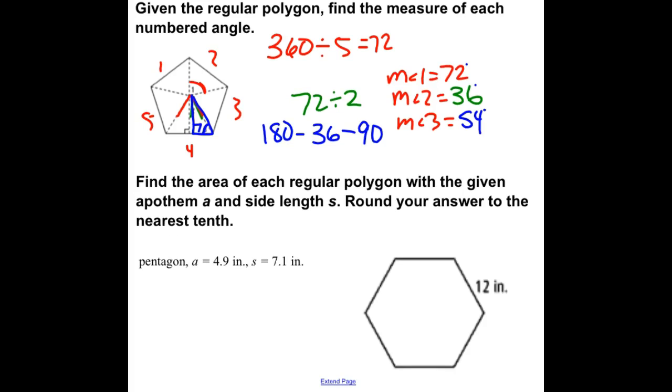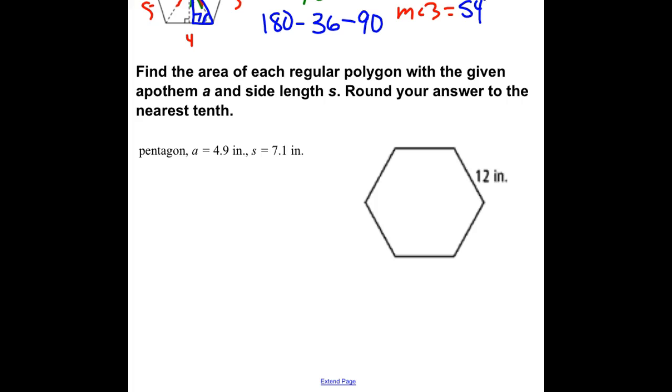We used this down here when we started talking about regular polygon areas. This one gives you the apothem and the side length, and we're rounding our answer to the nearest tenth. We had a formula for the area of a regular polygon. I want you to write this down: A equals 1/2 apothem times side length times number of sides.